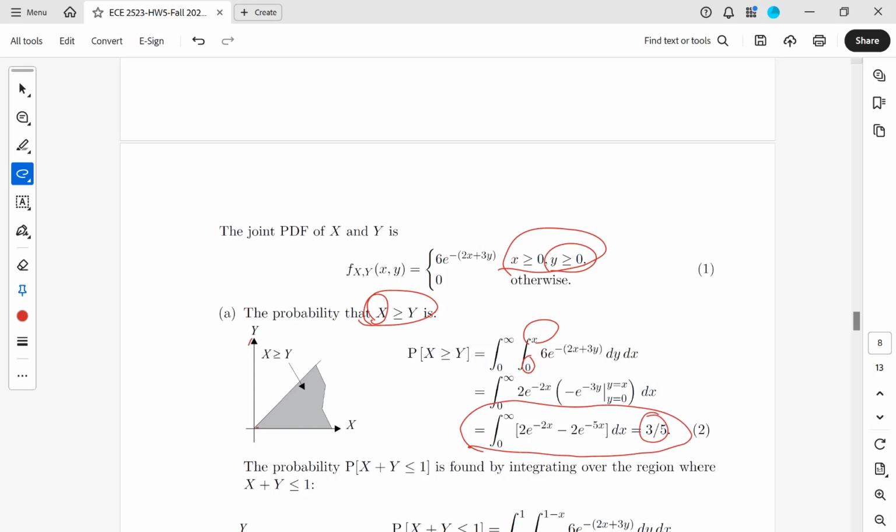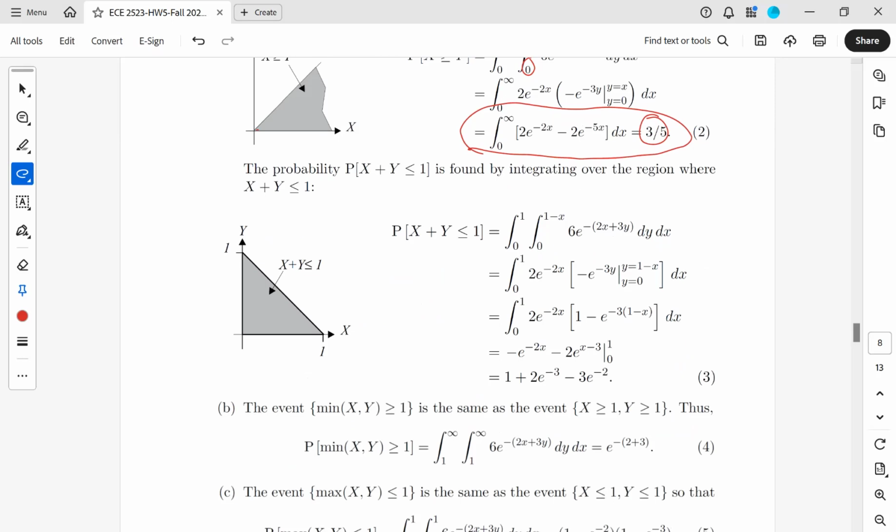I really encourage you, when you have a condition for your event, to draw the sample space. Draw the range. That way you could see what the lower limit and the higher limit are for both x and y. And you would not get confused about when I should apply that condition, or when I'm not supposed to apply it.